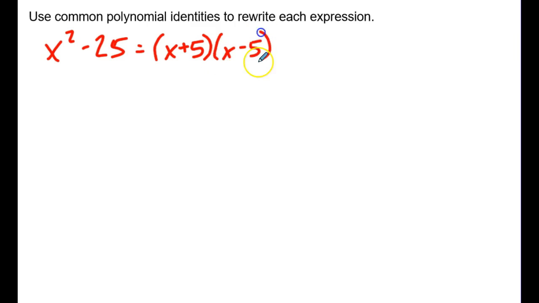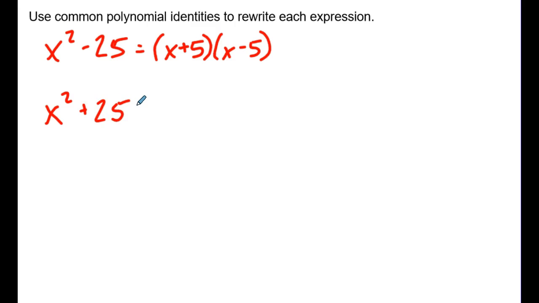Final example, use common polynomial identities to rewrite each expression. But first, suppose we have x squared minus 25. You should recognize this pattern. This is a difference of squares, which you know will factor into x plus 5 times x minus 5. What if I change the sign in the middle though? Now we have x squared plus 25.